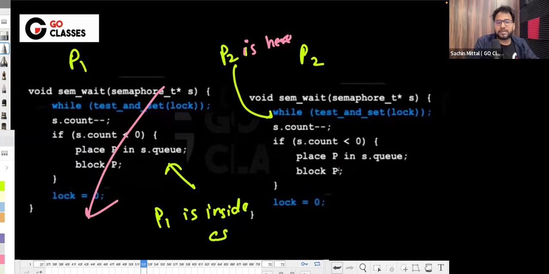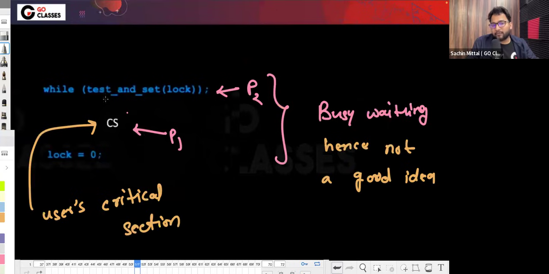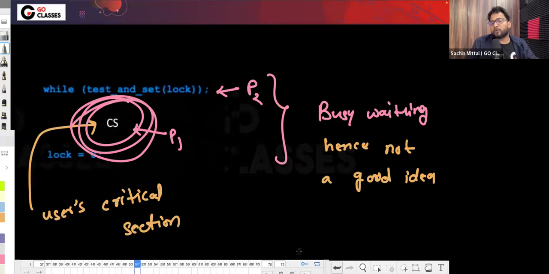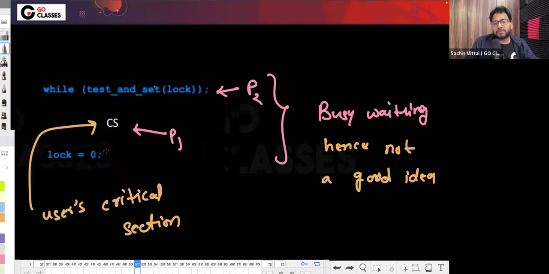But in the case of the user's critical section, we don't know. It might vary from user to user, from program to program. So we don't know in the case of the user's critical section. So for the user also, let's suppose I use test and set directly on the user's critical section.